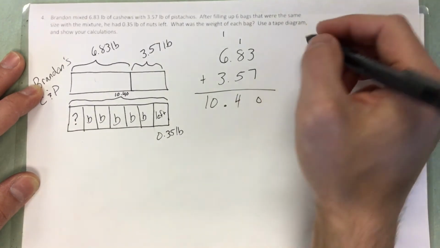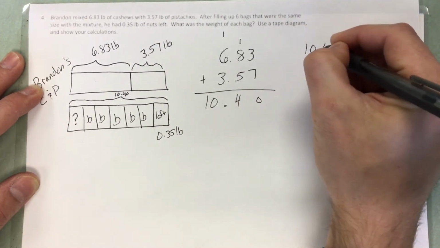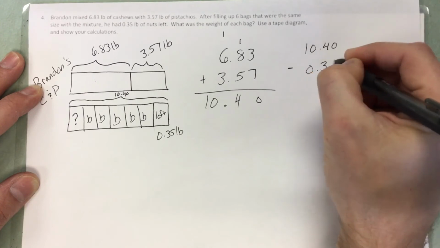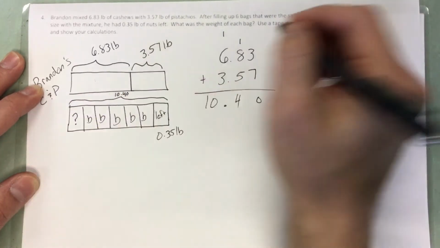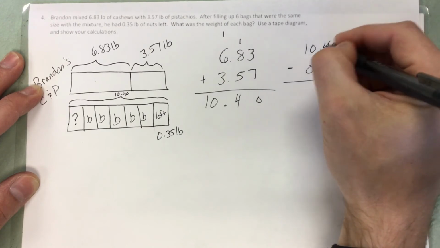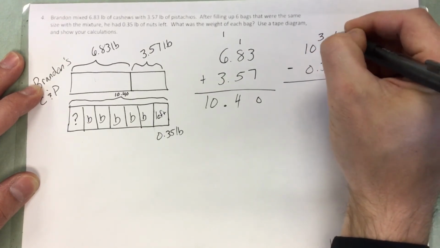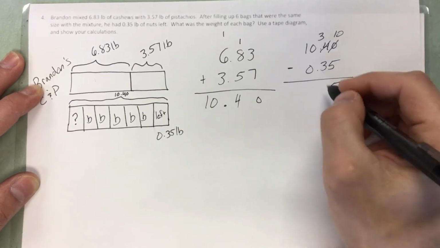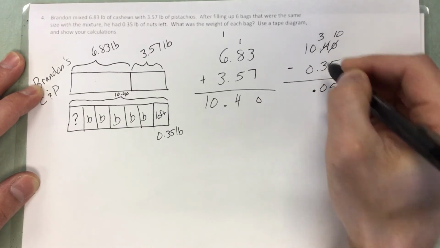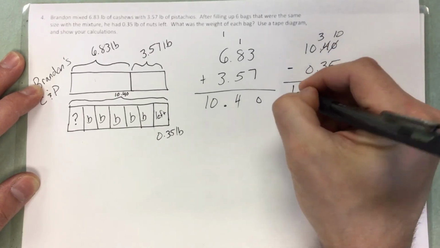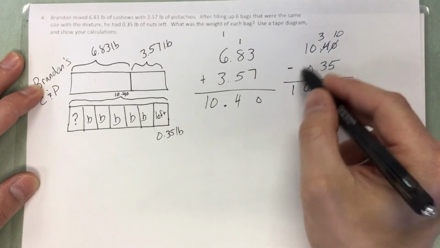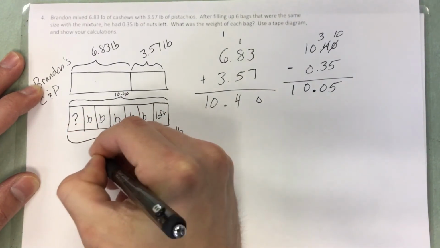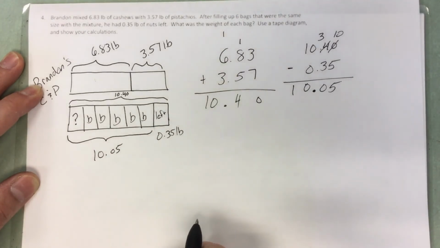So to do that, I'm going to do subtraction. I have 10 pounds and 40/100, and I'm going to take away 35/100. When I subtract, I can't take 5 away from 0, so I'm going to borrow, which will give me 10 hundredths. 10 hundredths minus 5 hundredths is 5. 3 tenths minus 3 tenths is 0. My decimal, 0 take away 0 is 0, and then 10 take away nothing is 10. So now I know that this area is 10 and 5 hundredths pounds.